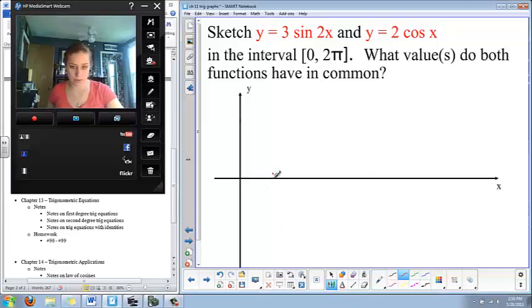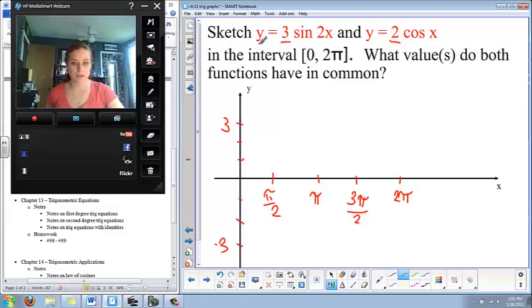So I'm going to go through and label my axes. So this is going to be pi over 2, pi, 3 pi over 2, and 2 pi. So obviously those are just my quadrantal angles: 90, 180, 270, 360. Now this one has an amplitude of 3, this has an amplitude of 2. So I'm going to go all the way up to 3 on my y-axis and all the way down to -3 just so that I have enough space.